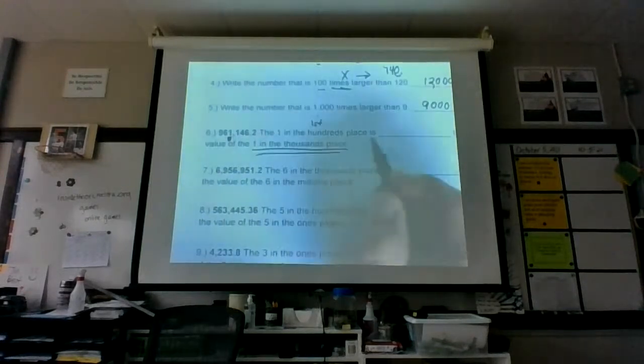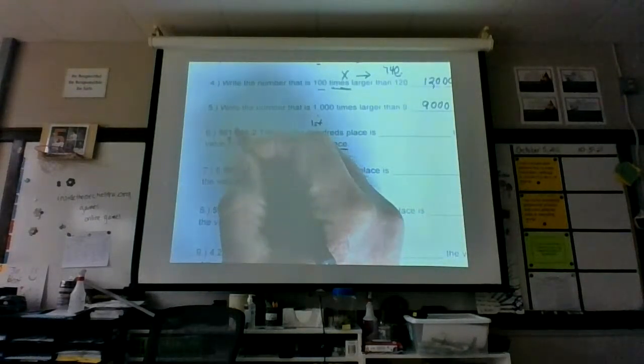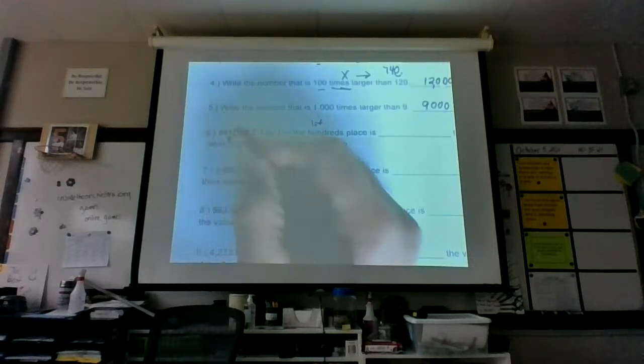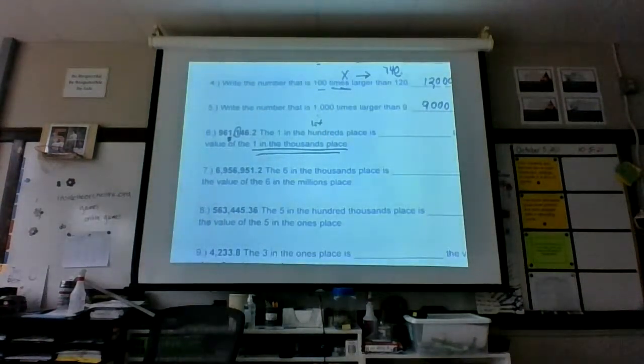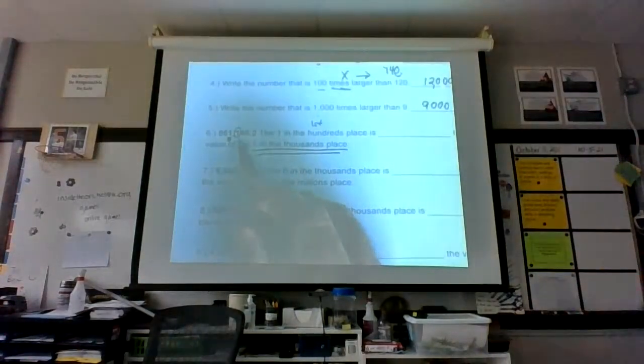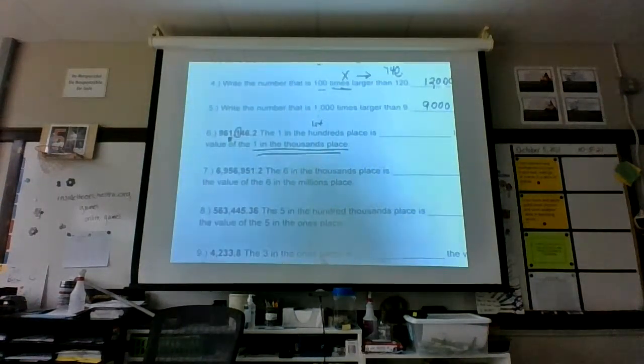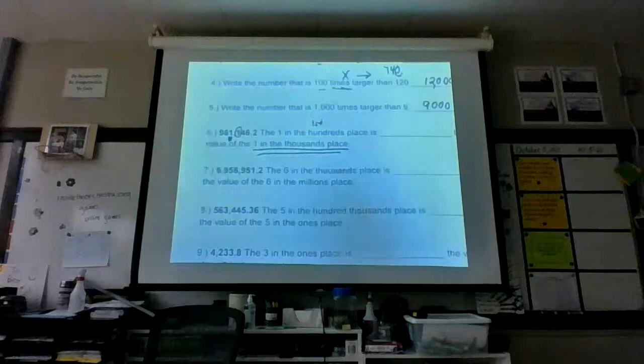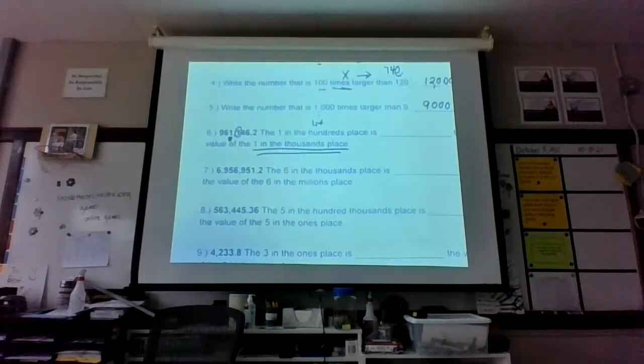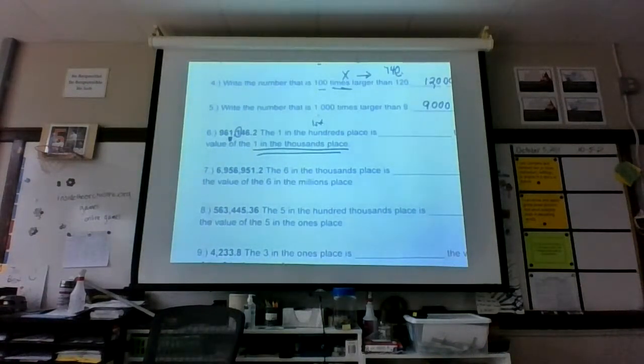We want to compare it to the one in the hundreds place, which is right there. If we look at that, can we tell the value of the circled one compared to the underlined one? Yeah. It's on the right, which means it's going to be smaller, which means your answer is going to be a fraction.